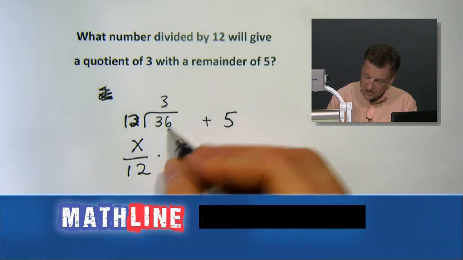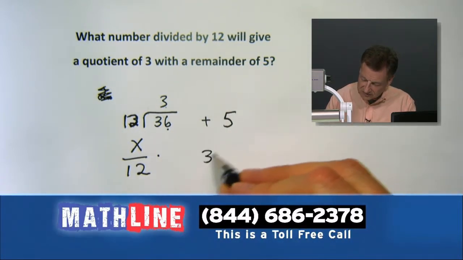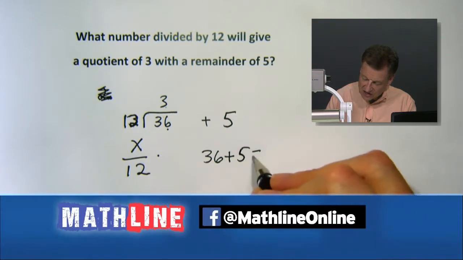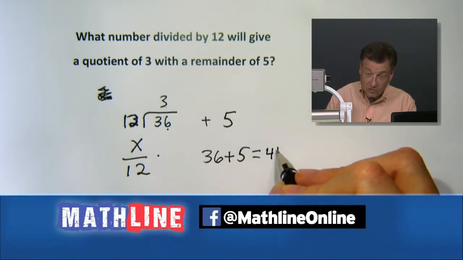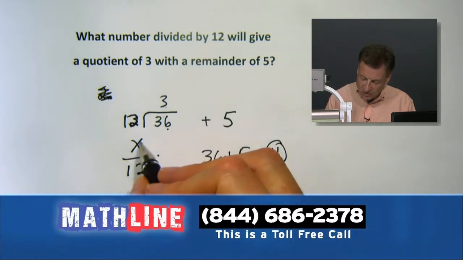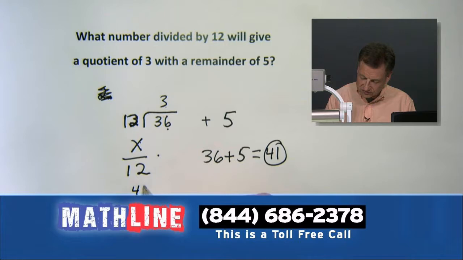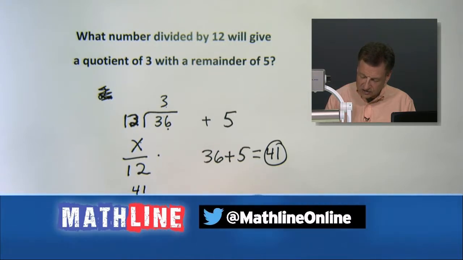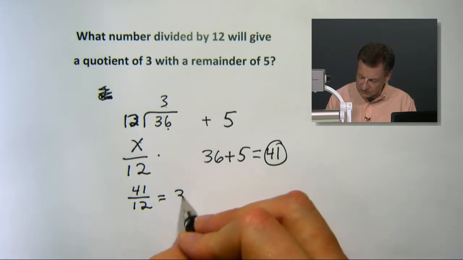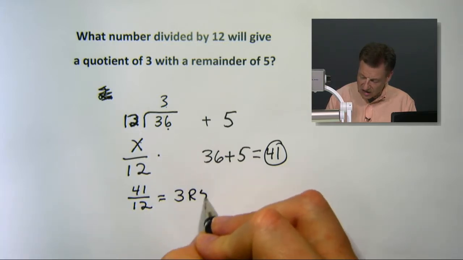So what do we get? We got 36. And if we add 5 to that, we are at 41 there, Reese, okay? Now, let's go back. Let's put that 41 in here, see if it works. 41 goes into 12. Oops. And what happened to that? We are going to get 3 with a remainder of 5.